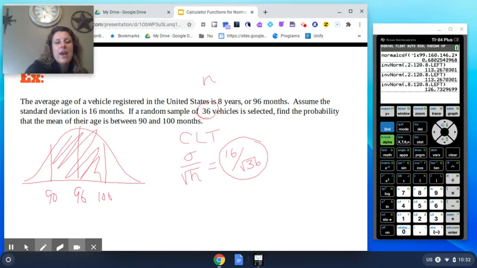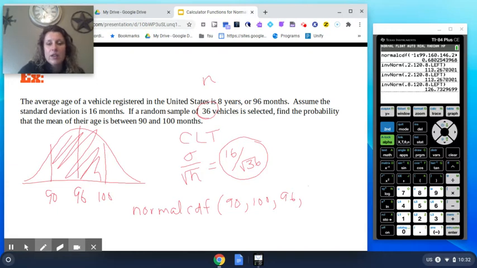Okay, so let's go ahead and talk about it. We want to find a probability, so that is going to be normal CDF. For this one, the shading starts at a value of 90 and it ends at a value of 100. This distribution has a mean of 96, and we just discussed that the standard error is 16 divided by the square root of 36.